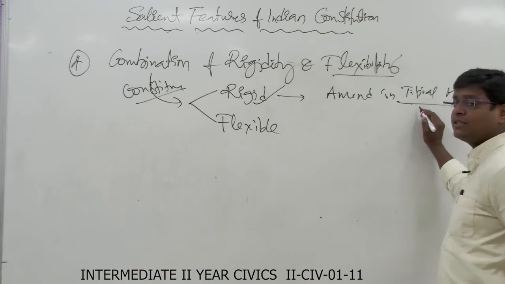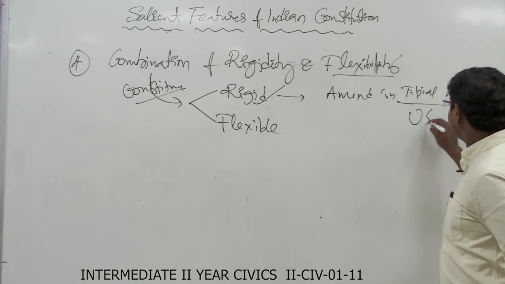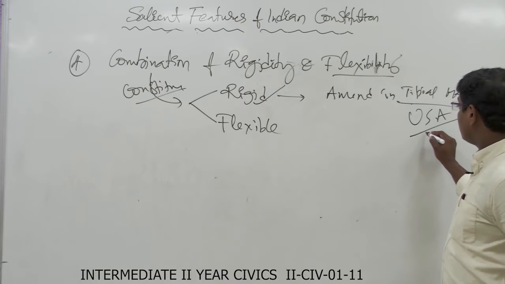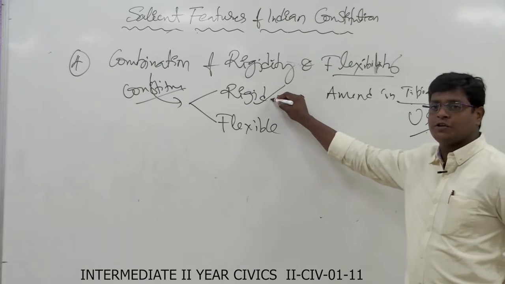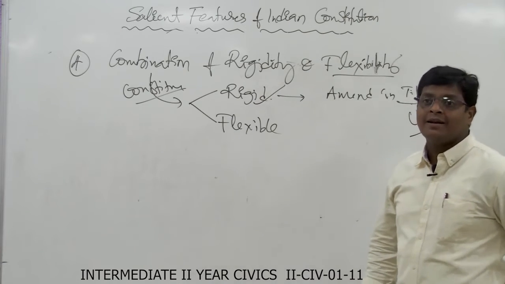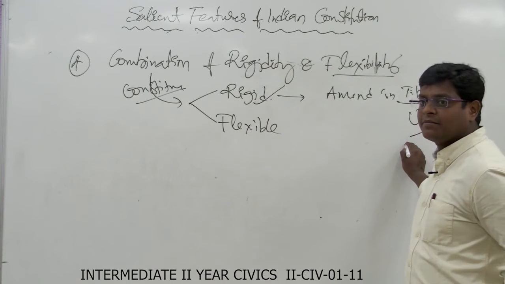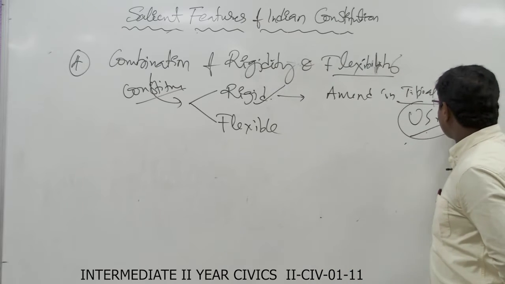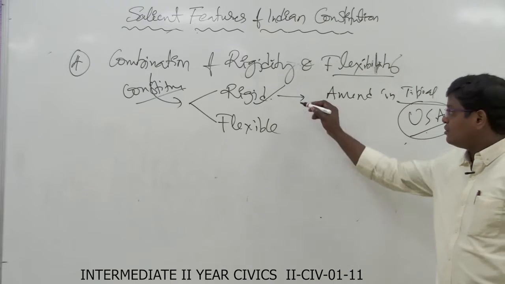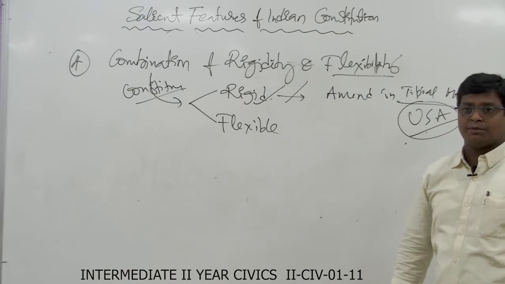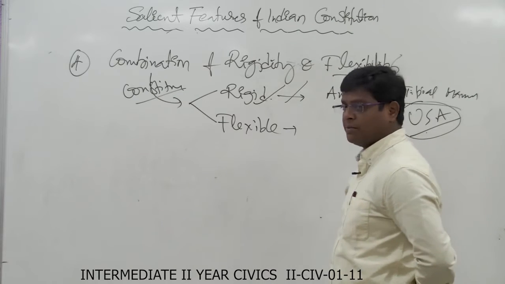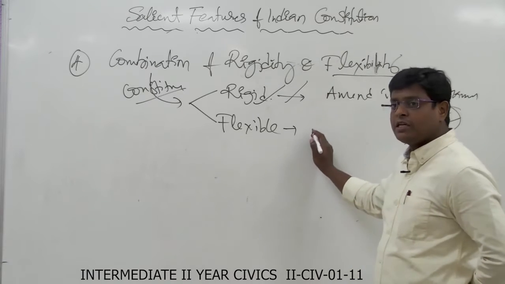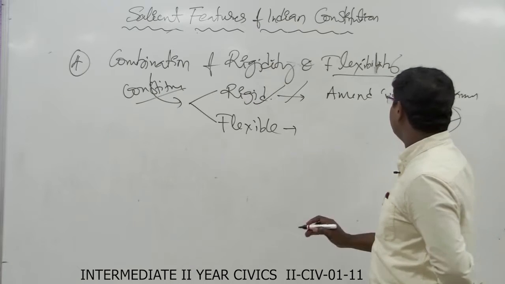The best example of a rigid constitution is the USA Constitution, the United States of America. It is the best example of a rigid constitution because the American Constitution cannot be amended easily. Whereas in the Indian Constitution, some parts are amended in a rigid manner, some are amended in a flexible manner. Here, what is meant by flexible? The opposite of the rigid one. That means constitutional provisions which are amended in a simple manner.